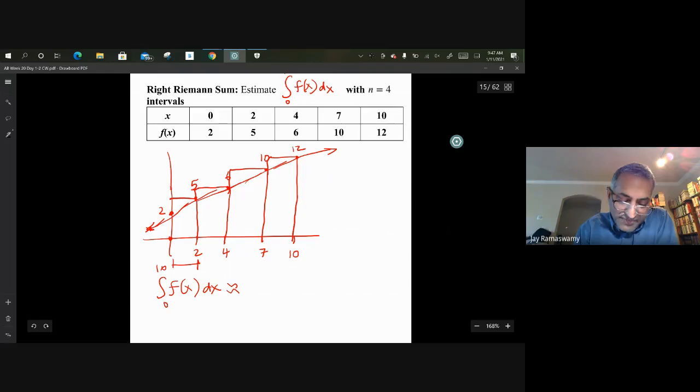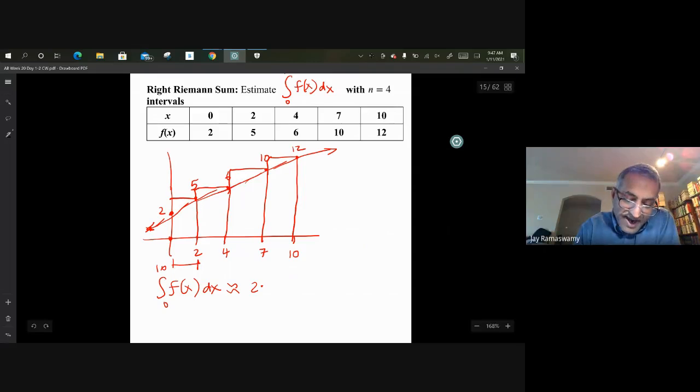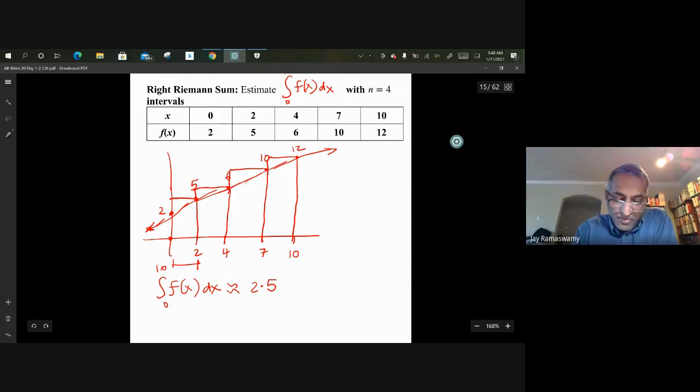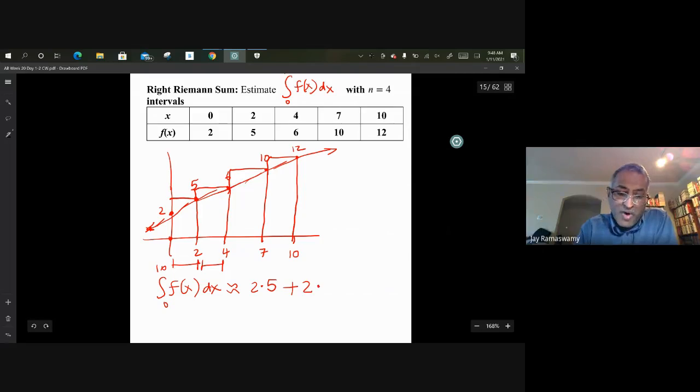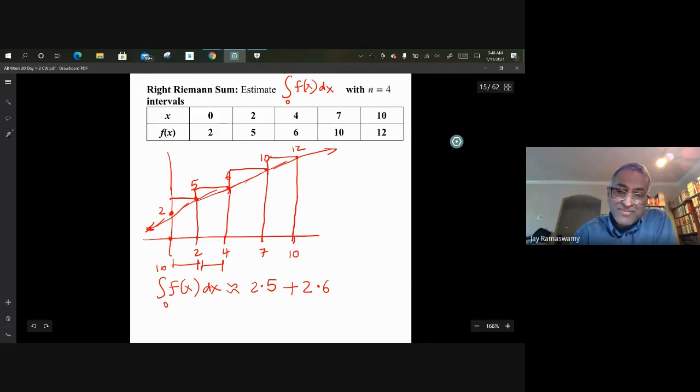Everybody look at the board. What's the first base? 2. What's the height of the first rectangle? 5. Isn't that height 5 here? What's the base of the second rectangle? 2. What's the height of the second rectangle? 6. Is everybody comfortable with what's going on?